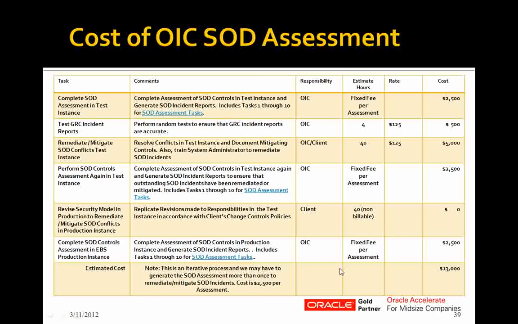And what we would do is, after we run the assessment in production, we'd take a look at it. If it looks like there was a lot of work that needed to be done, we would go ahead in the EBS production instance, make whatever changes you need to make, and then probably run that assessment again, all right? Which would then push this number up a little bit. But you may or may not have to do that. I tried to keep it within $10,000 to $15,000, all right?